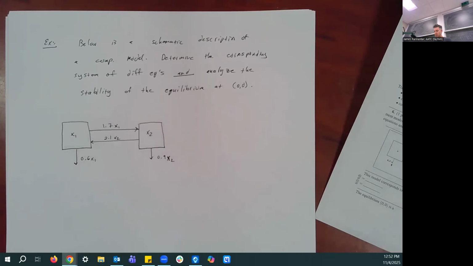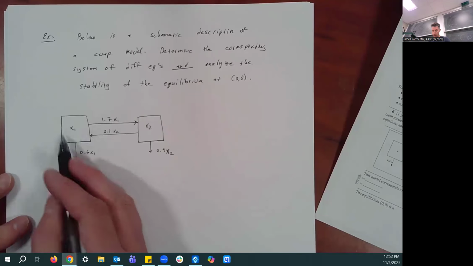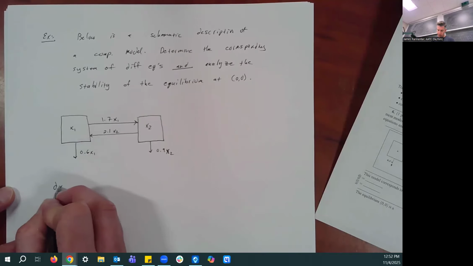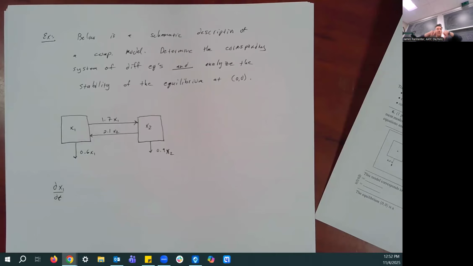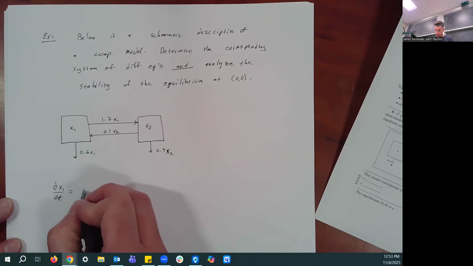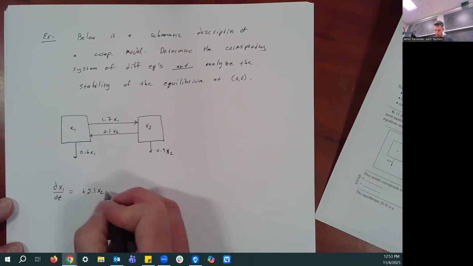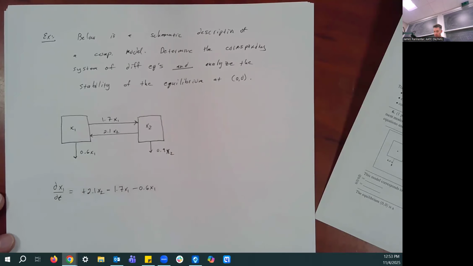So even though these compartment diagrams look a little weird at first, writing down what's going on is actually pretty straightforward. Basically, you look at X1 and say, okay, the rate of change of X1 is just adding all the things going into it and subtracting all the things going out of it. So every arrow that's pointing into it, you add it. Every arrow that's pointing out, you subtract it. So kind of in a terrible way here, I'm going to write this as plus 2.1 times x2 minus 1.7 times x1 minus 0.6 times x1. I'm going to fix that in a minute because this is kind of the worst.